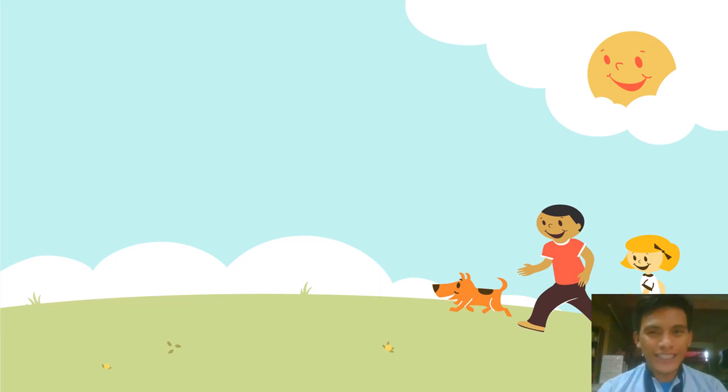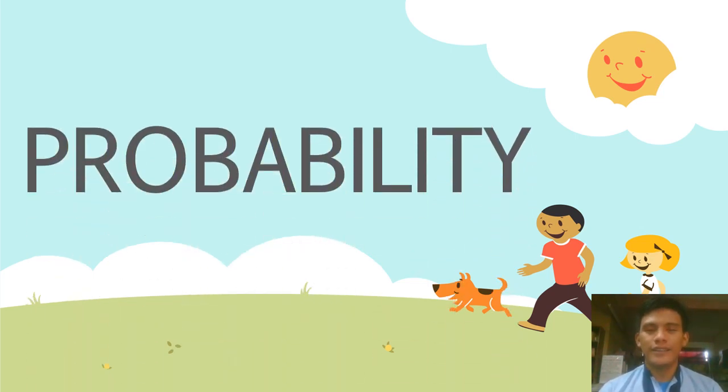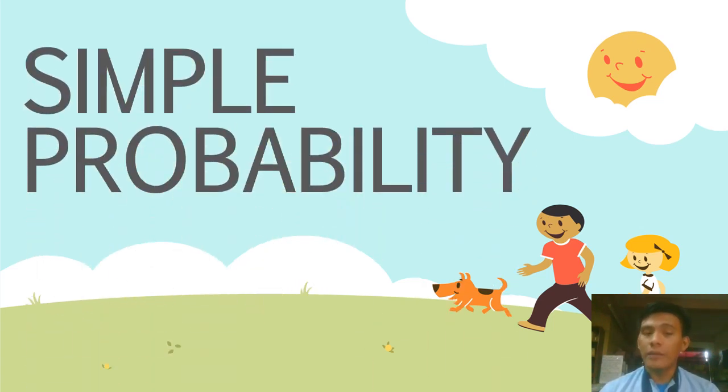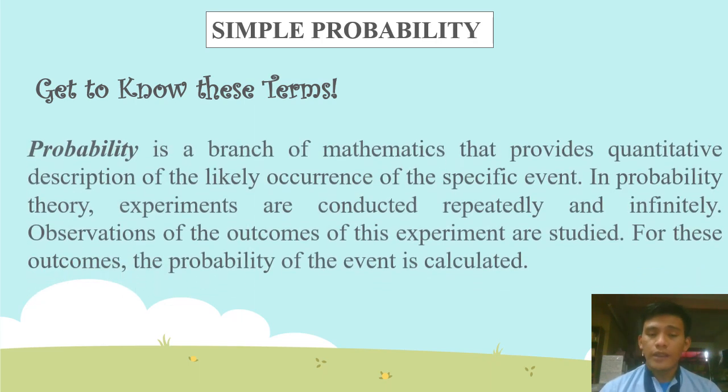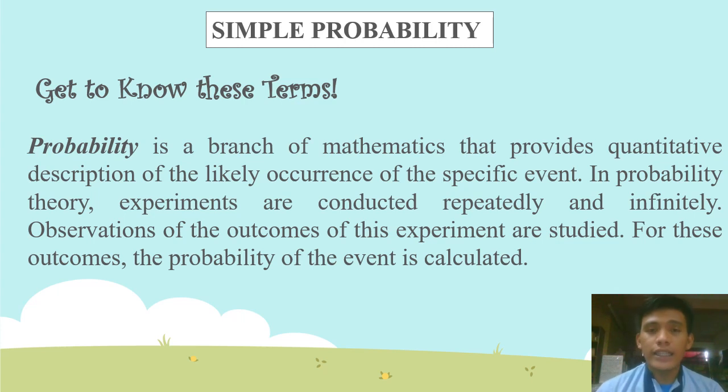In this topic, we will discuss probability. In our past discussion, we also tackled probability, right? Right now, we will tackle simple probability. We need to get to know these terms first. Probability is a branch of mathematics that provides a quantitative description of the likely occurrence of a specific event. In probability theory, experiments are conducted repeatedly and infinitely. Observations of the outcomes of this experiment are studied. For these outcomes, the probability of the event is calculated.